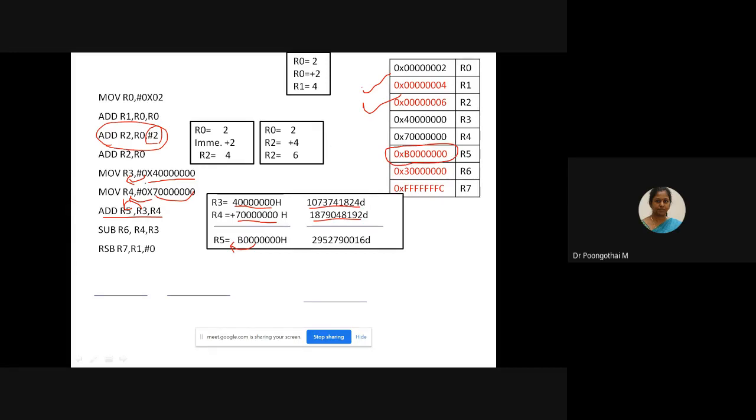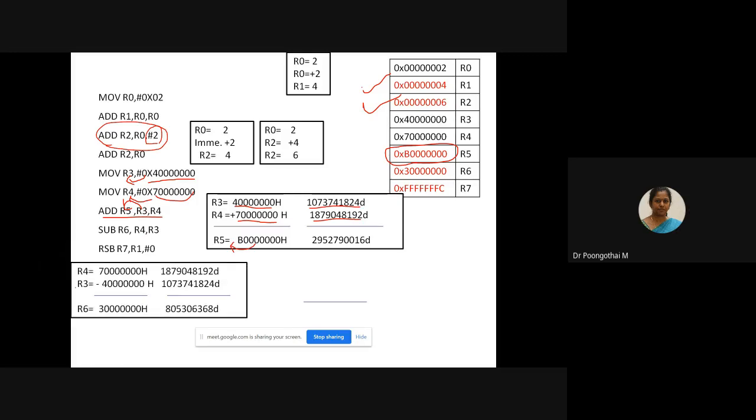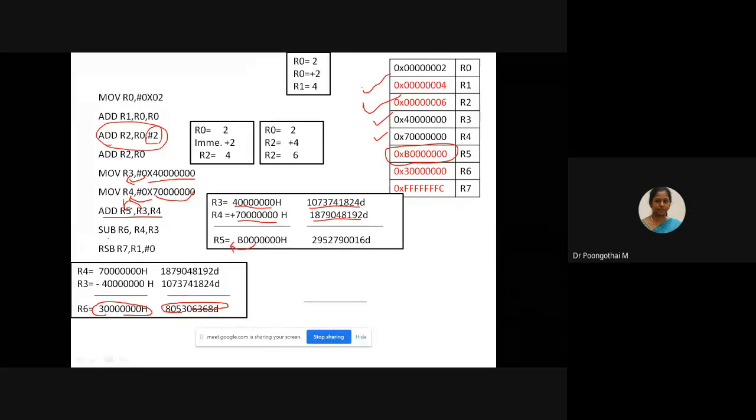And next one is the subtraction. So subtraction with 3 operands R6, R4, R3. Here your R3 is subtracted from R4. So R4 is loaded with 7 with 7 zeros and R3 is loaded with 4 with 7 zeros. After the subtraction, we will be getting this answer. So this is the decimal equivalent of this particular value, 3 with 7 0. So when we use subtract S, your flag will be updated in the APSR register.